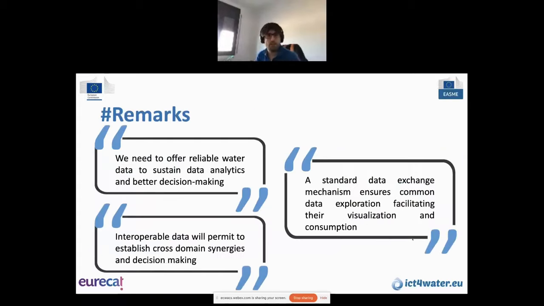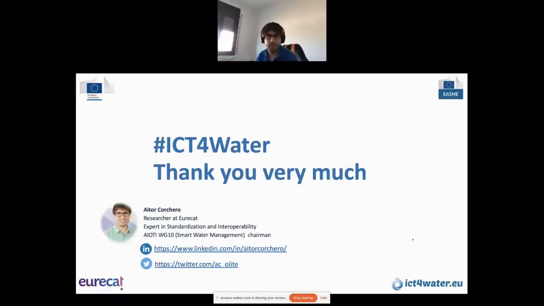So just to finalize, my remarks are that we need to offer reliable water data to sustain data analytics. We need to be aware that there exist standards, and we need standardized data exchange mechanisms, a source, common data exploration, and facilitated visualization and generation of services. And also, interoperable data will permit establishing cross-domain synergies and enhance the decision-making framework. So thank you very much. And if you have questions, please raise them.